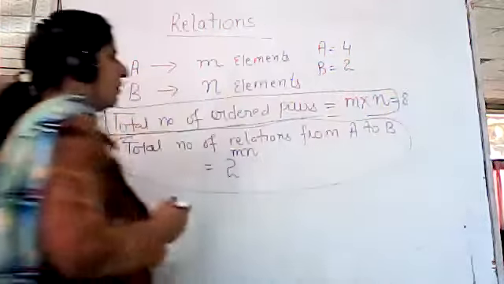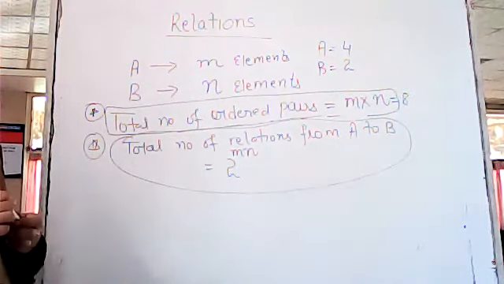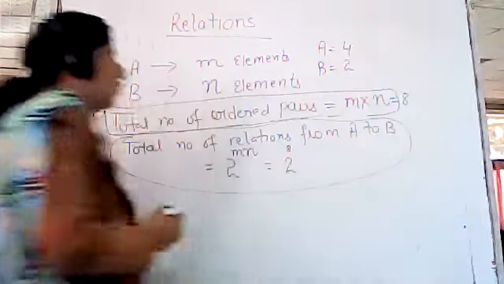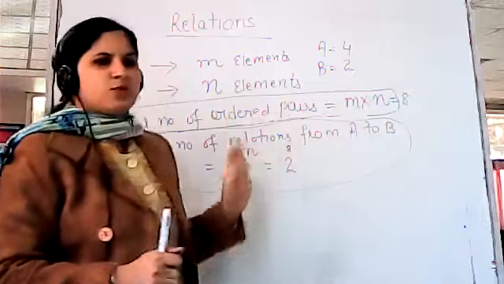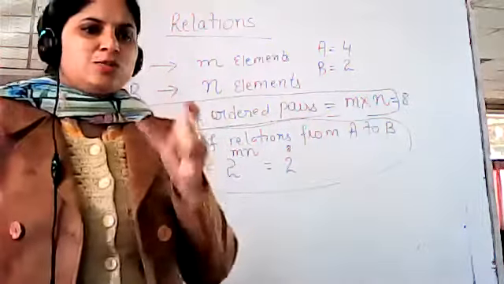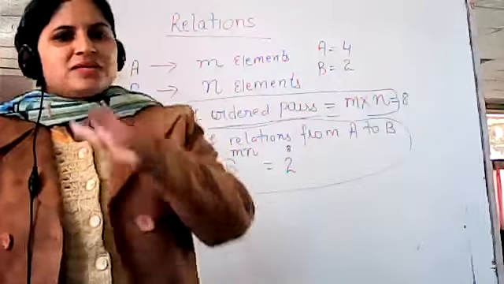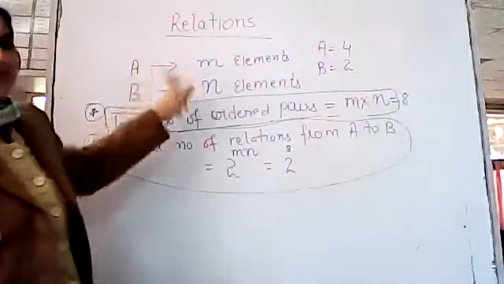And what is the total number of relations? 2 raised to power 8. Very good. It means the total number of relations from set A to B is equal to 2 raised to power 8. So if two sets are given, then it is possible to have more than one relation. Many relations can exist for the same two given sets.